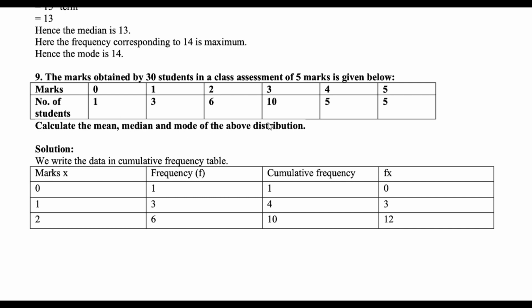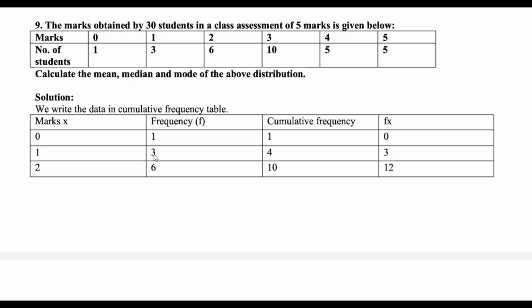I will first copy and paste the first two columns. Okay. After that, make the cumulative frequency. After that, make fx. fx means f into x. 0 into 1 is equal to 0. 1 into 3 is equal to 3, like this. So why are we doing the fx? Just to calculate the mean.